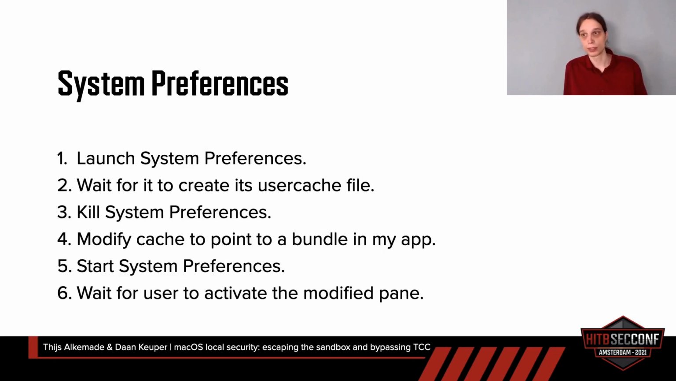I would launch system preferences within my application container. I wait for it to create its cache file. I terminate the application, which is allowed because it is running within my own container. And then I modify the cache file to point it to a different bundle for a specific preference pane. I launch system preferences again. And then I wait for the user to click on the modified preference pane. What then happens is that a different bundle is being loaded in a non-sandboxed XPC service, which means that it is executing outside of a sandbox.